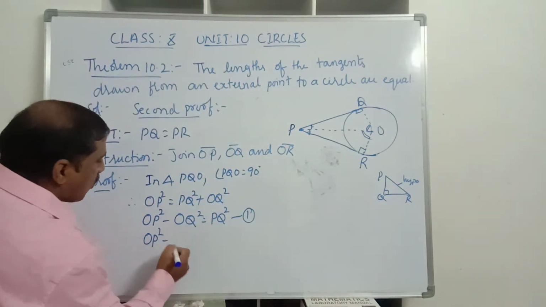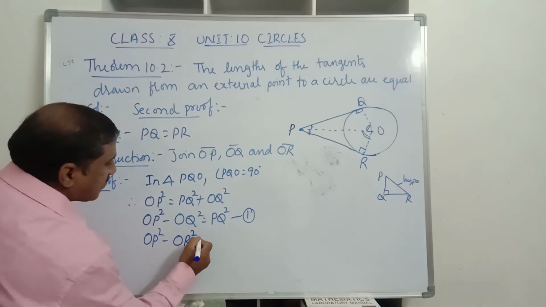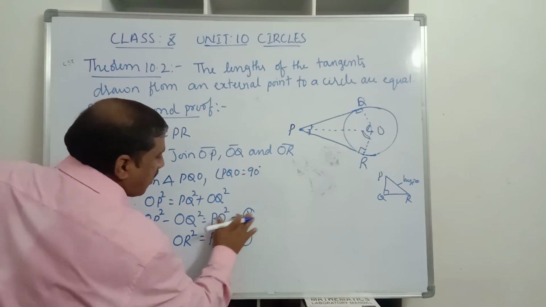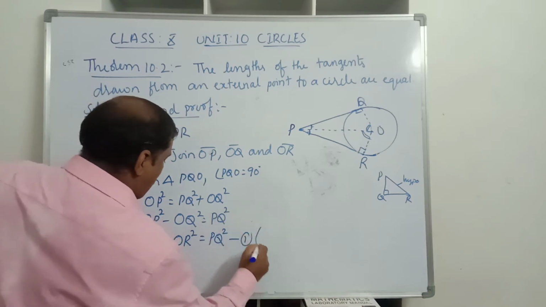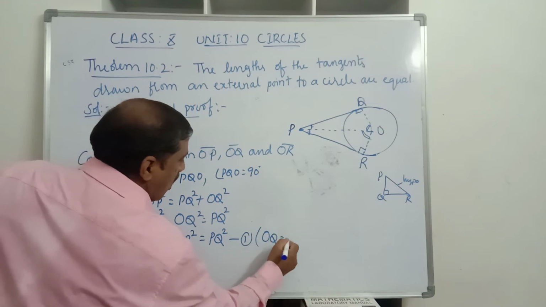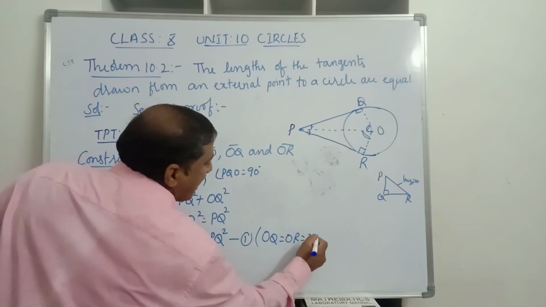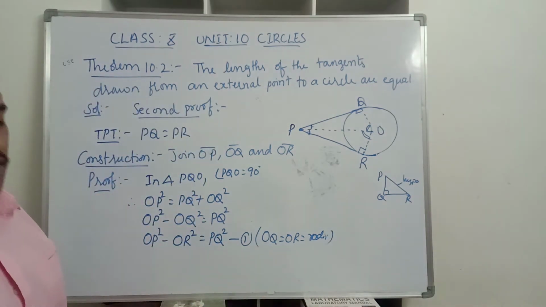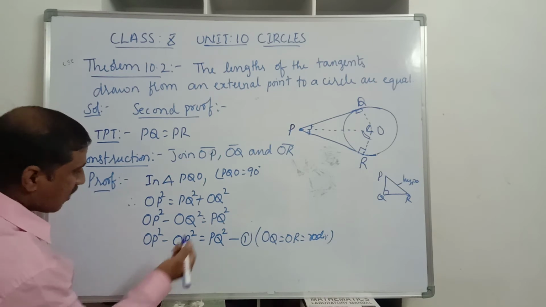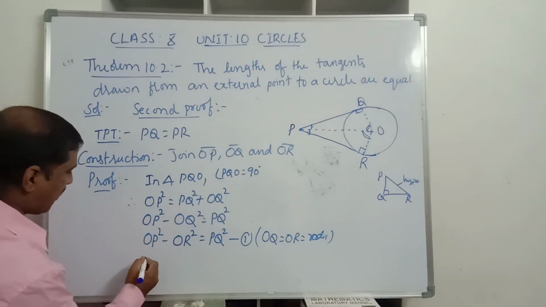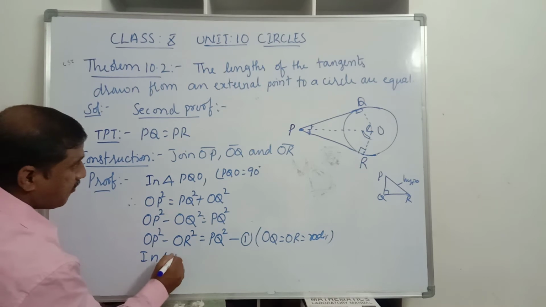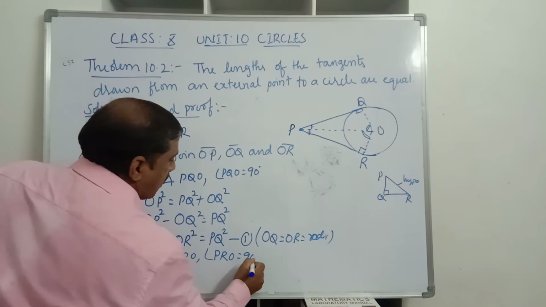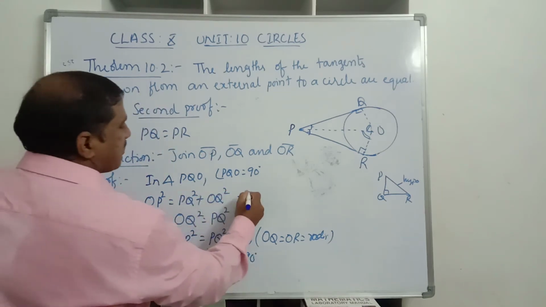So I am replacing OQ with OR: OP square minus OR square is equal to PQ square. Take this as 1, not this one. Why is it equal? Because OQ is equal to OR, that is, equal radii. Radii is the plural form of radius. That is 1. Now take the second triangle, triangle PRO. Angle PRO is equal to 90 degrees. So you can write here the Pythagoras theorem.